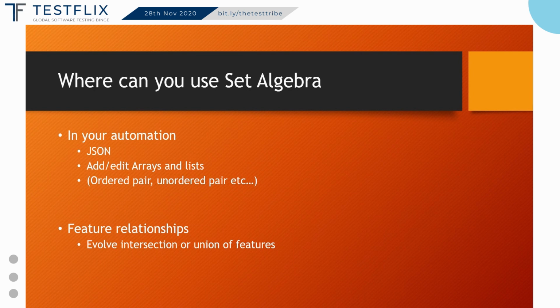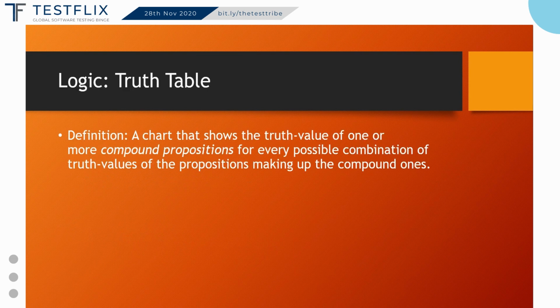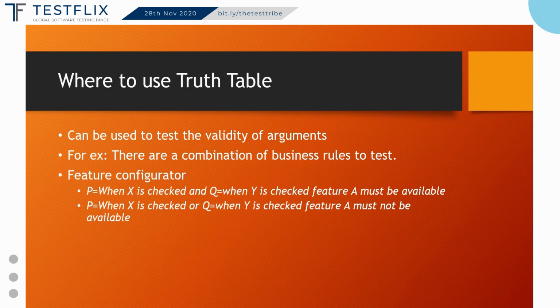Okay, the next area that I want to touch upon is truth table. A truth table is basically a chart that shows the truth value of one or more compound propositions. Propositions are nothing but statements. You use a combination of statements and then say, hey, for these combinations, what should be the outcome? So let's take an example and try and understand.